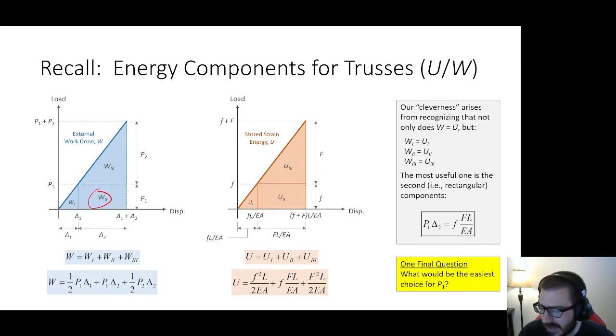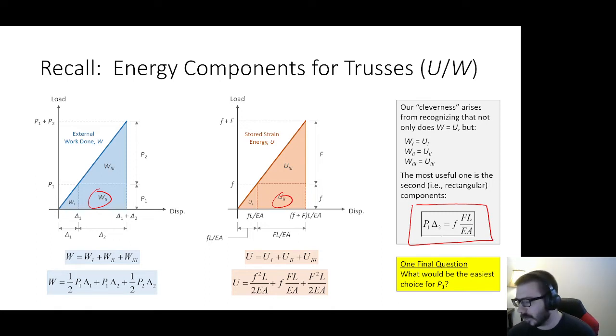But we ultimately got kind of crafty, and we set U2 equal to W2, because those were the simplest regions geometrically. We were dealing with rectangles, not triangles. And then if we set those energy components equal to one another, it ultimately gives us everything that we're after. The real deflection, delta 2, equals a pile of junk.